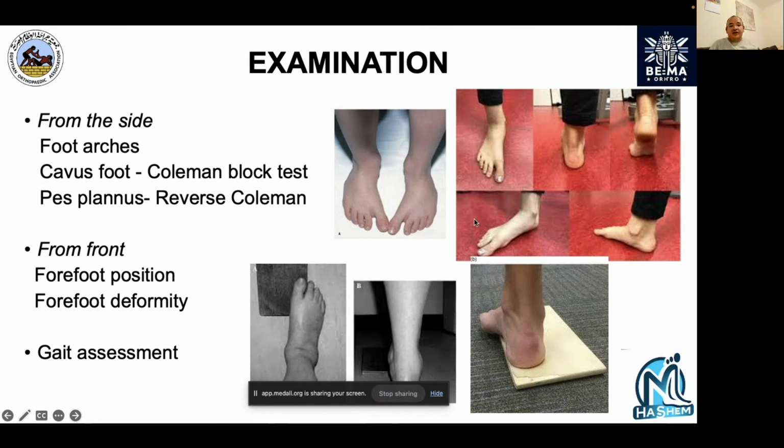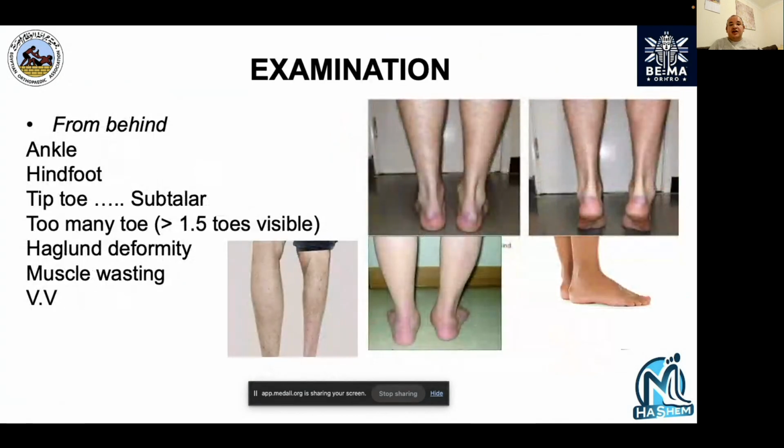Then from the back, I ensure that the patient has the normal physiological minimal 5 degrees of valgus. I ask the patient to tiptoe and see if this valgus goes into varus, which means the subtalar joint is supple. Then from the back, I look for the too-many-toes sign, meaning I can see more than 1.5 toes from the back. This means the forefoot is abducted, and this is one of the pathologies with pes planus.